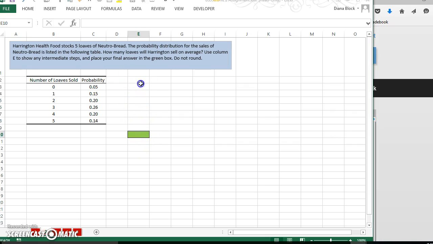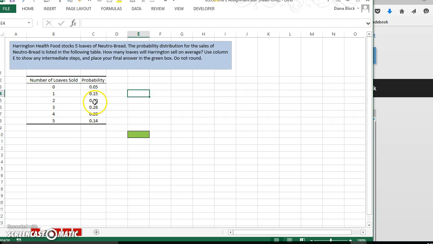So this is going to require a couple of extra steps than the last problem. I'm going to suggest, start right over here, and what you're going to do is multiply the probability of that occurring times the number of loaves that have that probability. So we're going to multiply this times this and put the result here. Then you're going to take the probability that you're going to sell 1 loaf times 1 loaf, and you're going to put that answer here.